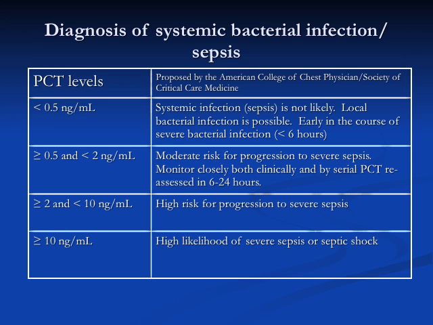The next range, 0.5 to 2, some people categorize as the indeterminate range, and it says that there is a moderate risk of progression to severe sepsis. The governing bodies recommend monitoring closely, both clinically and by serial procalcitonin, to be reassessed at different time intervals. At levels of procalcitonin of 2 to 10, there's a high risk of progression to severe sepsis, and at levels of greater than 10, there's a high likelihood of severe sepsis or septic shock.